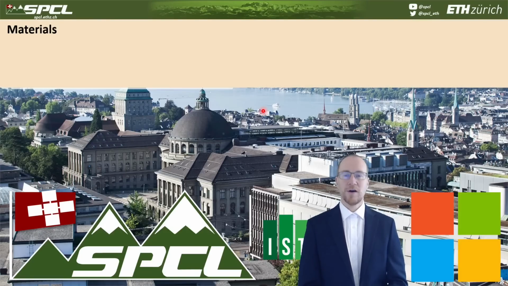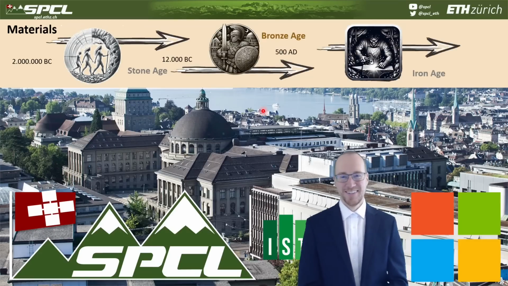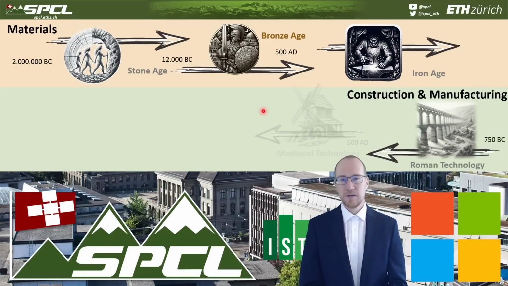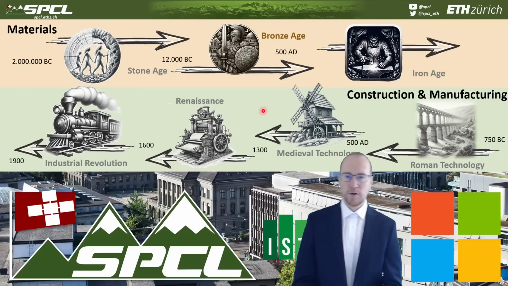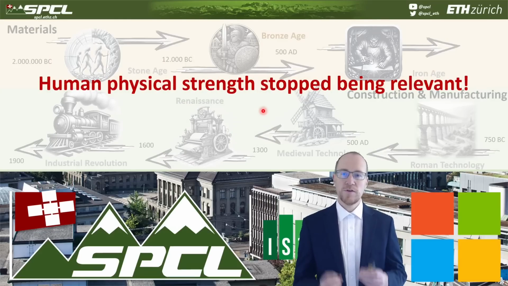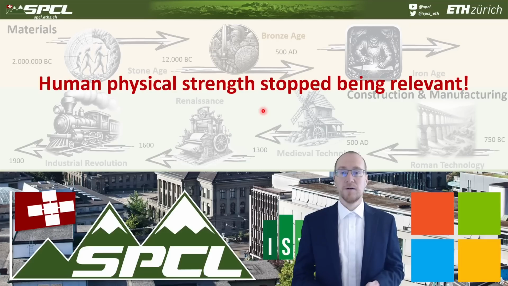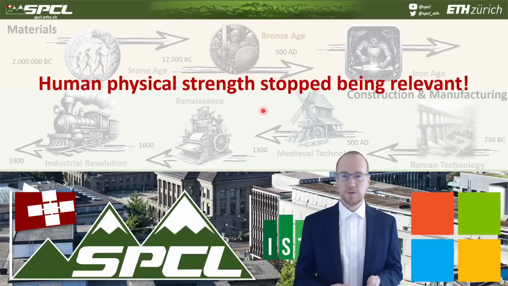But I want to start very early on, where we in humanity went through the Stone Age, the Bronze Age, the Iron Age. So this is more like a joke, as you can imagine. But we also went through construction manufacturing. We invented Roman technology, we invented medieval technology, we invented Renaissance, and at the end, the Industrial Revolution, just about 200 years ago, less than 200 years ago, actually. But there was one interesting change at the end of the Industrial Revolution. And that is really that human physical strength stopped being relevant. Humans were able to operate pretty large machines, massive machines, ships, airplanes, tanks, sadly. And they were able to operate them in a way that the human strength was not needed anymore.